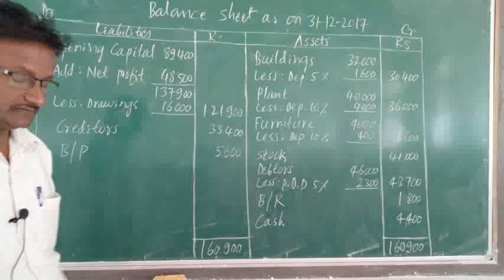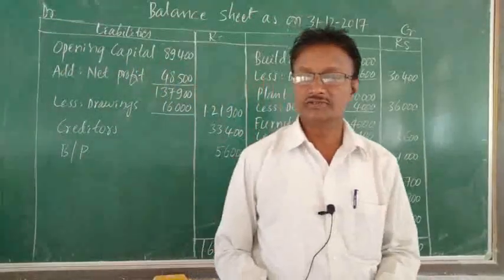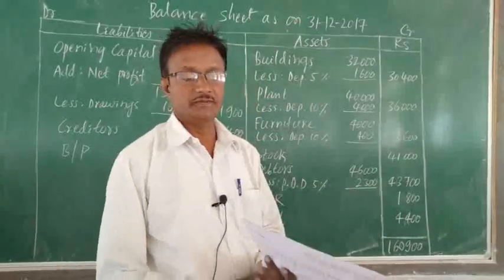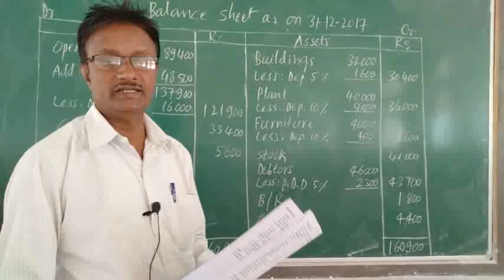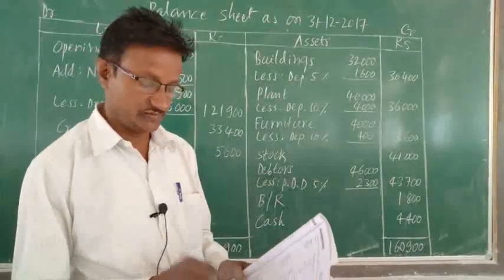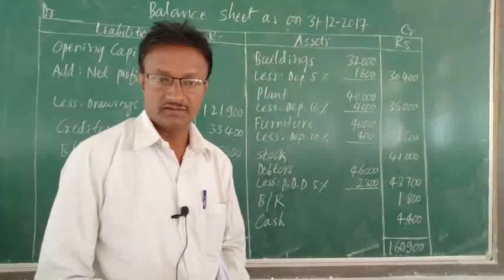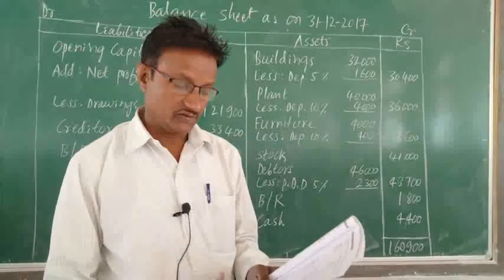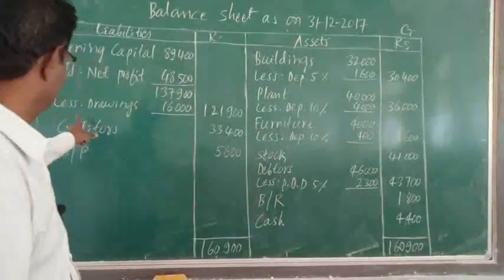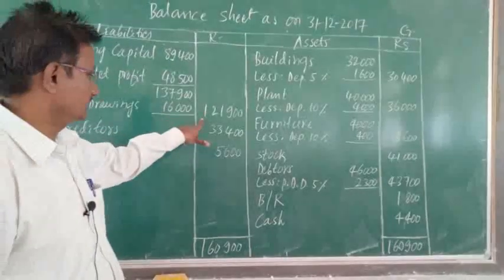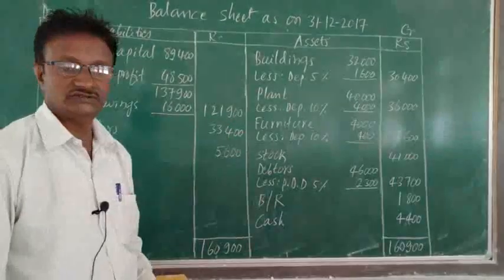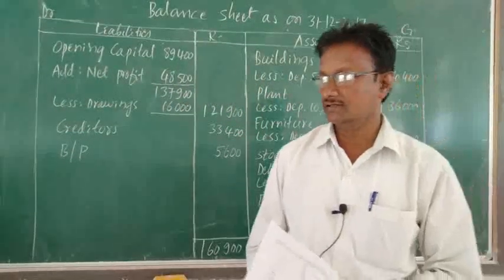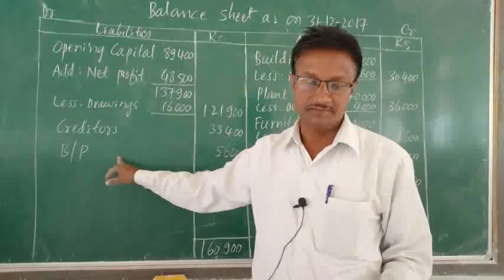So the total is 1,37,900 and deduct amount withdrawn by the proprietor, that is drawings. Amount withdrawn by the proprietor for personal purpose is drawings, that should be deducted from capital. So here drawings is given 16,000. The drawings information is available in the cash book payment side. So deduct drawings 16,000. The remaining figure is 1,21,900.